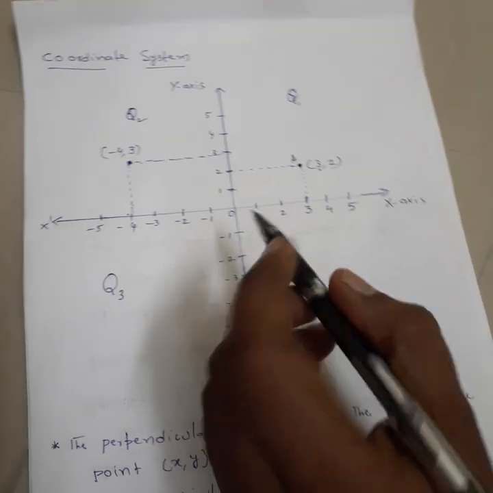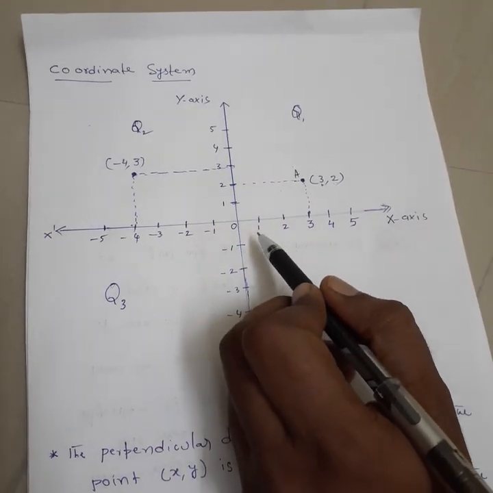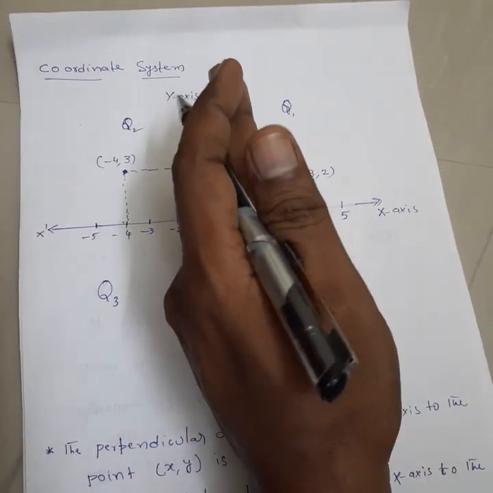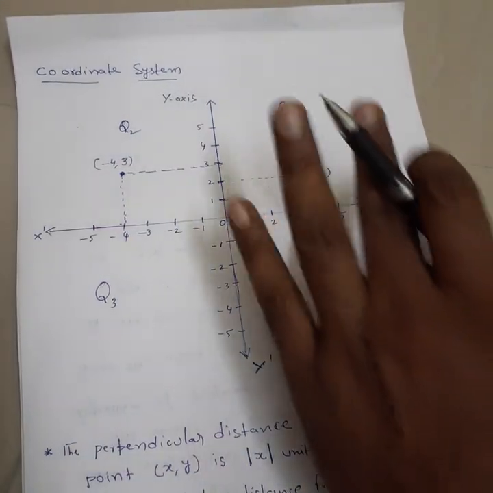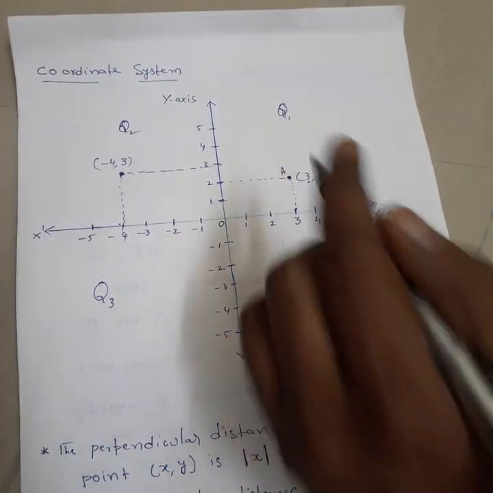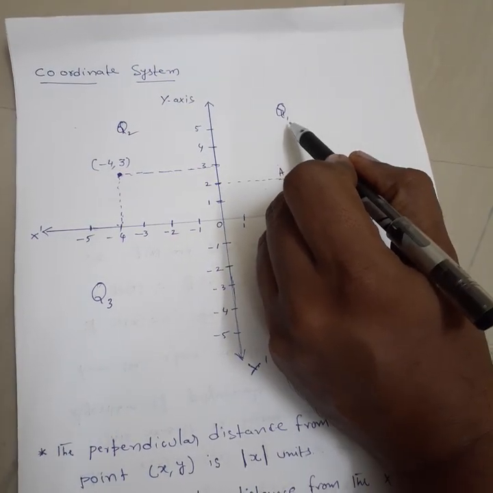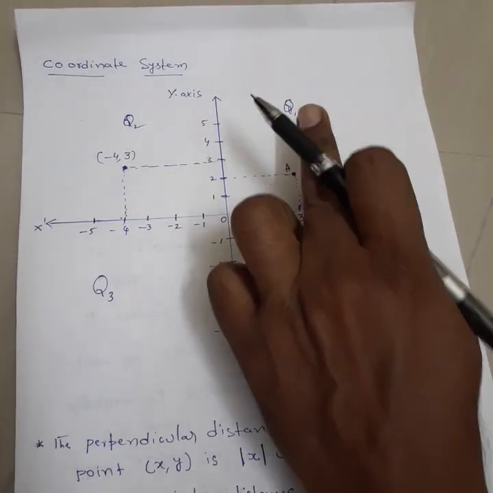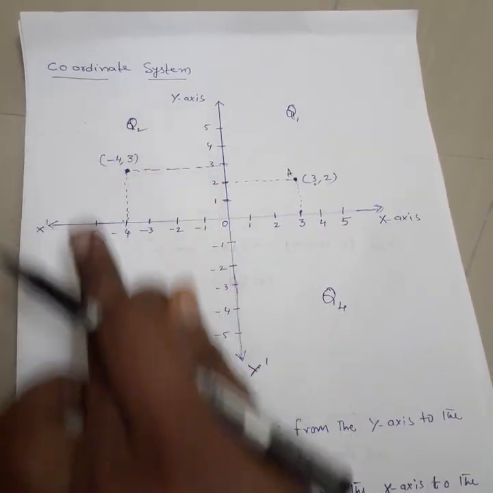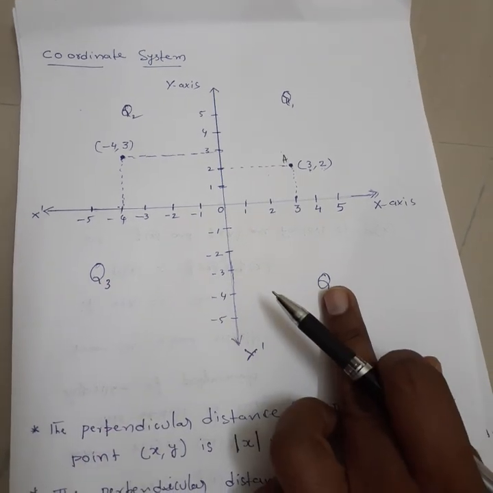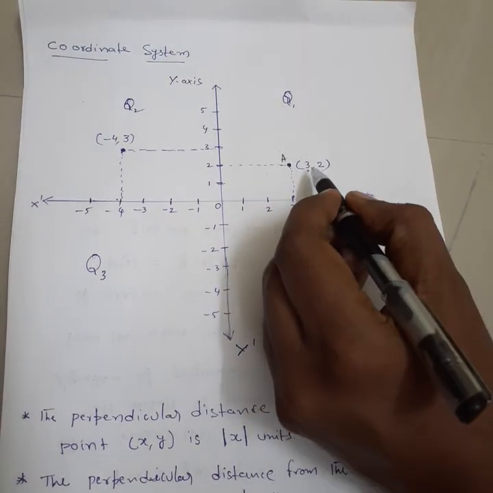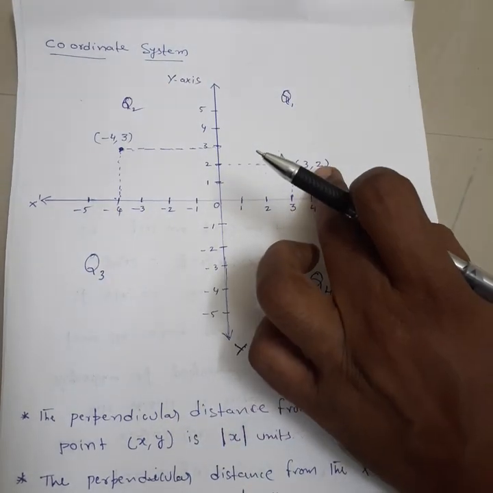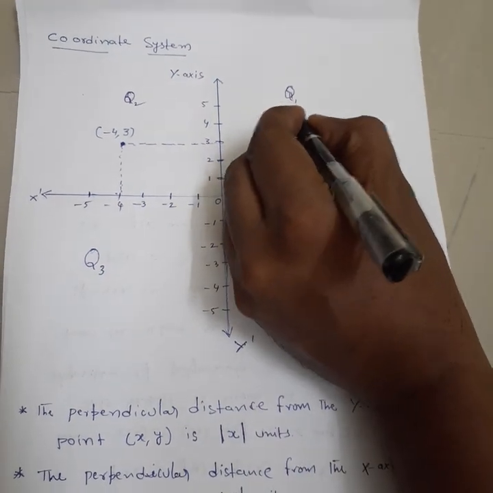Now if you observe this coordinate system, the x-axis and y-axis divide this plane into 4 parts. Each part is called a quadrant. If we take these quadrants in the anti-clockwise direction: quadrant 1, quadrant 2, quadrant 3 and quadrant 4. In quadrant 1, see, the x-coordinate and y-coordinate both are positive.